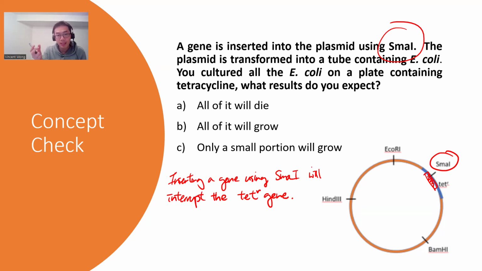So even if the bacteria has accepted the plasmid, it will not protect them from the tetracycline, because again, the resistance gene has been interrupted. It's not going to protect them. So all of it will die. Nothing will grow.